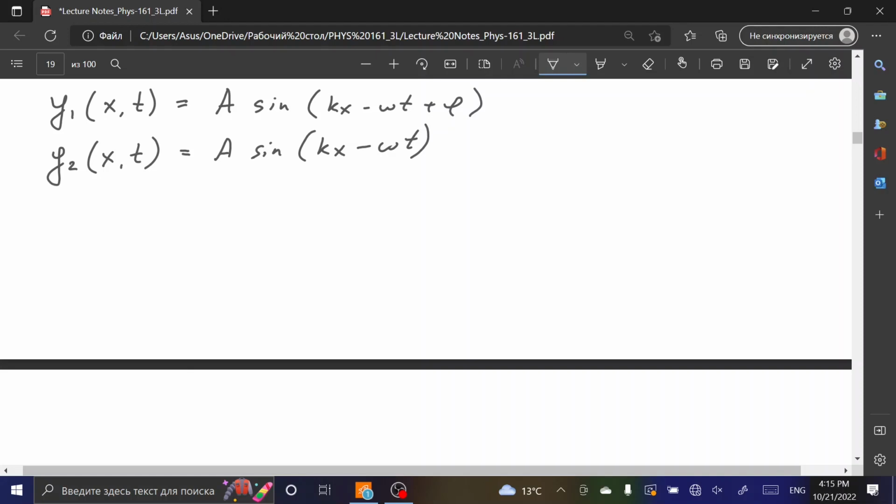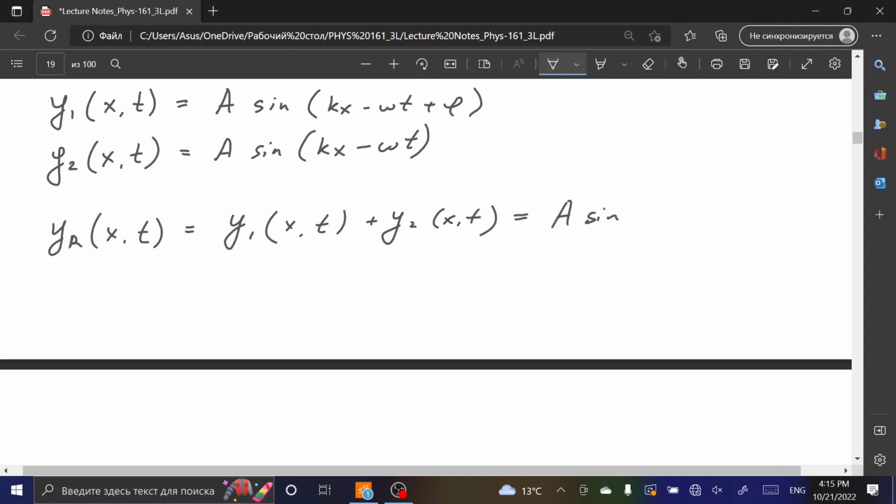So here yr will be the resultant wave function. It's a function of position and time. It will be equal to y1(x,t) plus y2(x,t). That is equal to a times sin(kx minus omega t plus phi) plus a times sin(kx minus omega t).